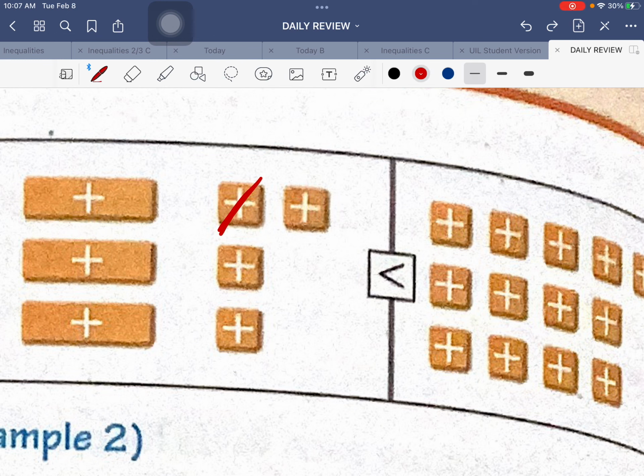So we take away 1, 2, 3, and never mind. Sorry. I'm doing this wrong. There we go. 1, 2, 3, 4, and yeah, no problem.